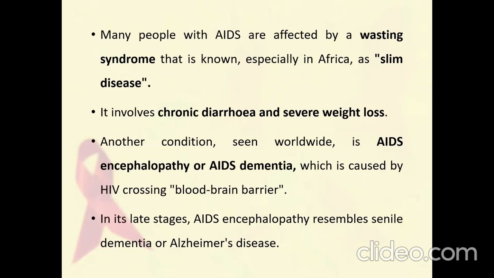Many people with AIDS are affected by wasting syndrome. As we have seen initially, it is also called slim disease. Why? Because AIDS people are affected by wasting syndrome. So in Africa, it is called slim disease. It involves chronic diarrhea and severe weight loss.